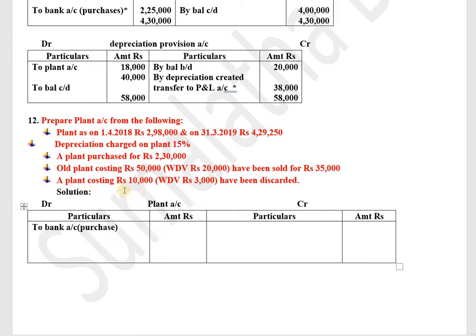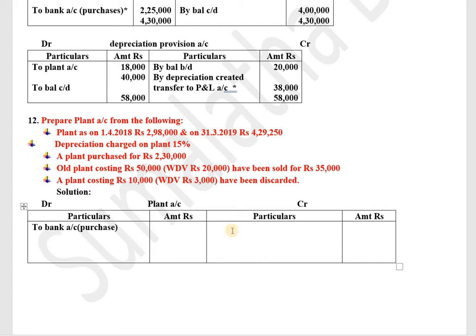And last adjustment, plant costing rupees 10,000, written down value 3,000 has been discarded. That means 3,000 value of plant has been discarded. It has been disposed. It has been wasted. That means that 3,000 is a loss. That loss has to be recorded over here. Loss on the sale of machinery, P&L account, and actual loss.